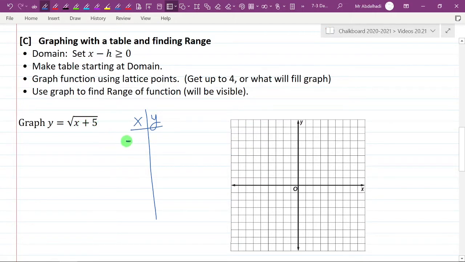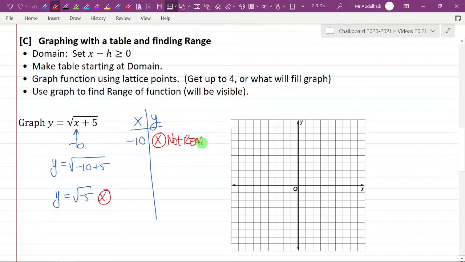Let's try -10, for instance. If you plug in a -10 here, this becomes y equals the square root of -10 plus 5, which is y equals the square root of -5. That's not possible. You can't square root a negative number. Okay, so that's not real. That would be an imaginary number, right? And we don't want that. We're not getting into imaginary numbers here.